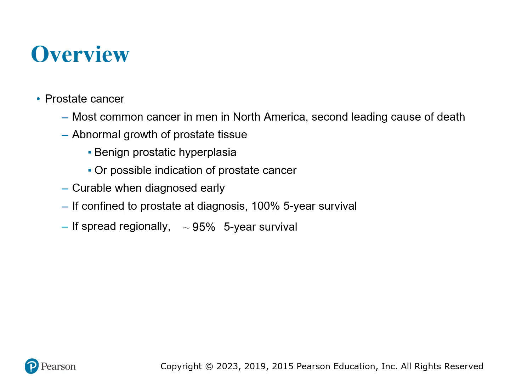In prostate cancer, abnormal growth of prostate tissue may be related to benign prostatic hyperplasia, or it may be an indication of prostate cancer. The diagnosis of prostate cancer is frightening for most men who fear death, disfigurement, and loss of sexual function. When diagnosed early, prostate cancer is curable. When the cancer is confined to the prostate at diagnosis, the 5-year survival rate is 100%. Even when the cancer has spread regionally, approximately 98% of patients are alive after 5 years.